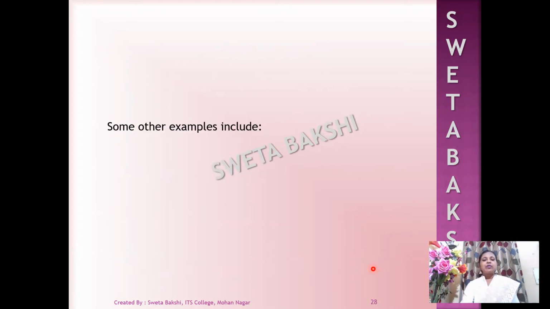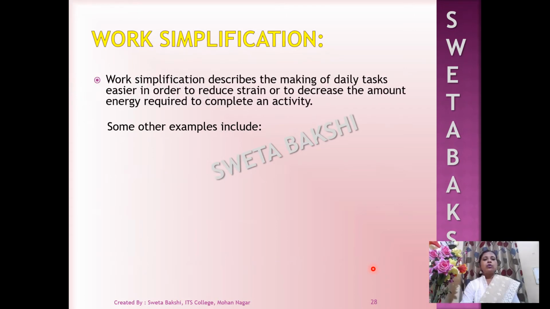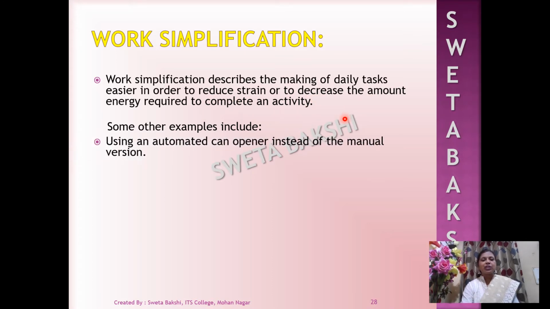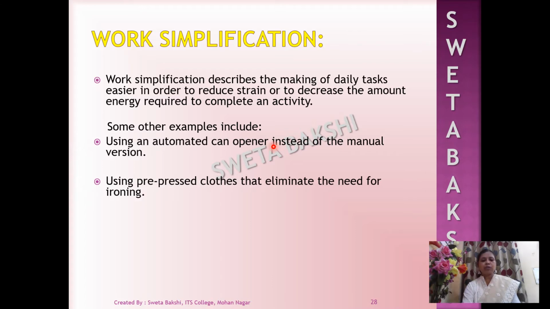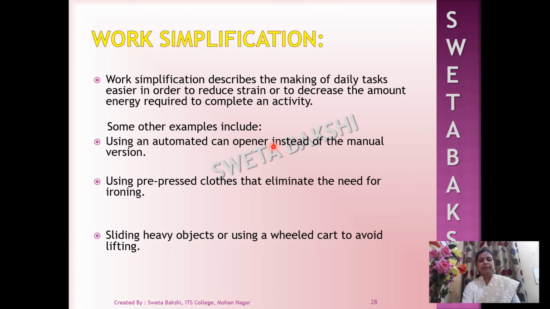Now, job simplification may also describe making a daily task easier in order to reduce the strain or to decrease the amount of energy required to complete an activity. Some of the examples include using an automated can opener instead of a manual version, using pre-pressed clothes that eliminate the need of ironing, sliding heavy objects or using a wheeled cart to avoid lifting.